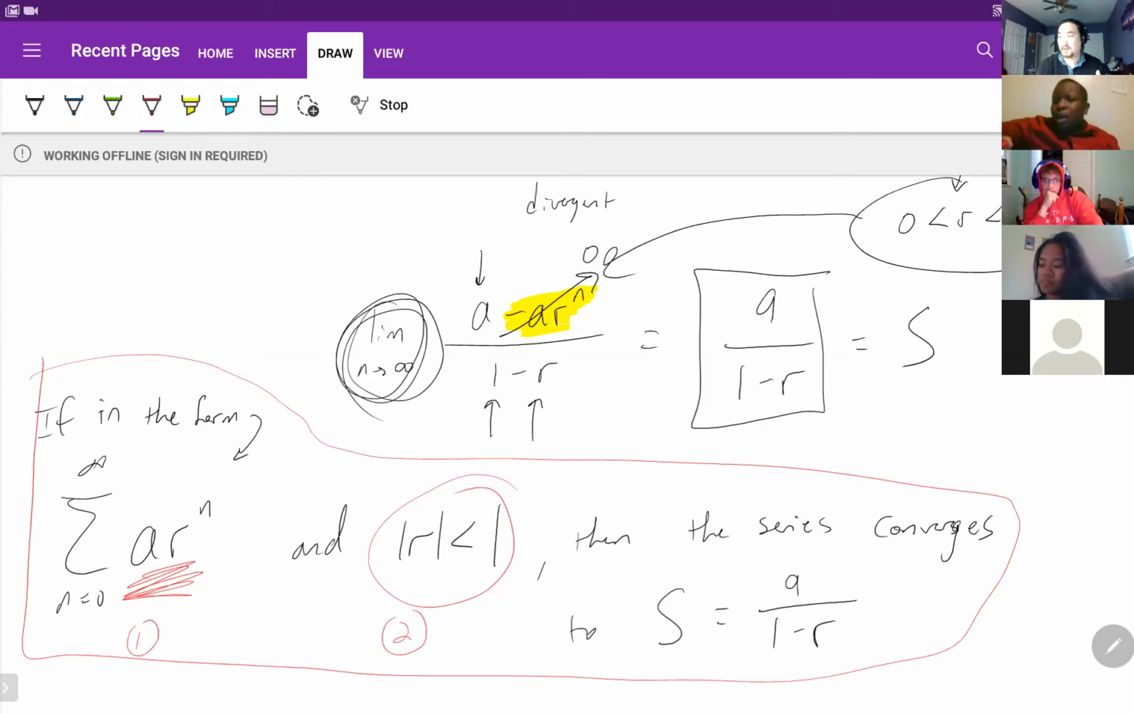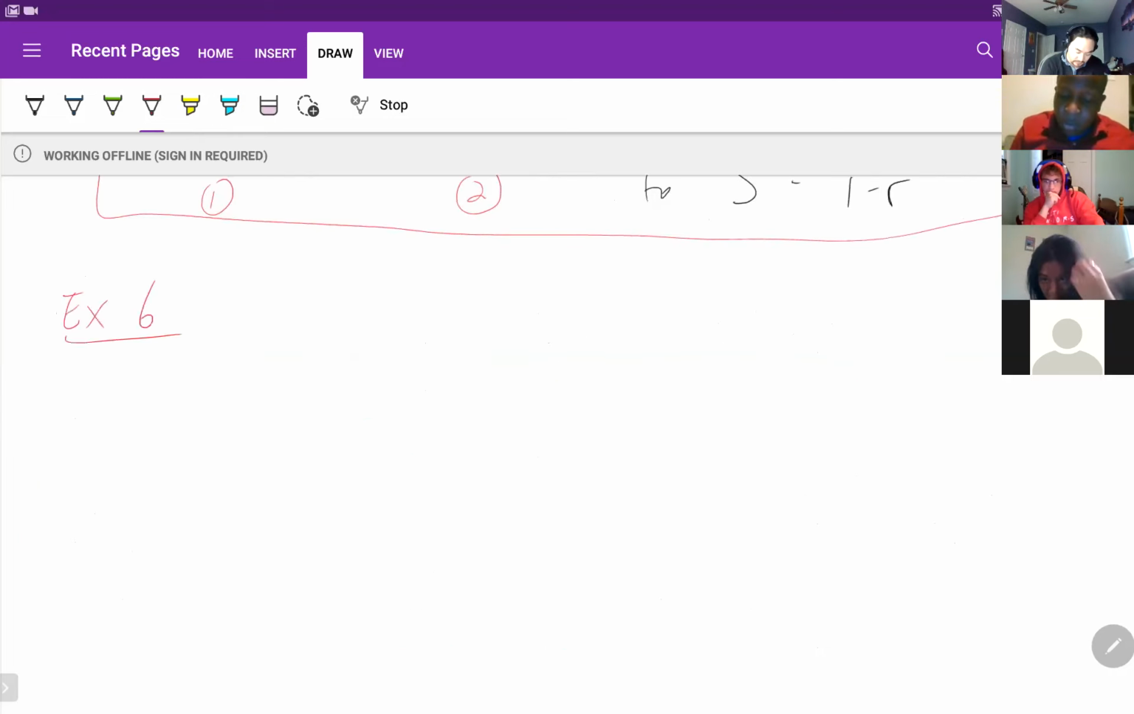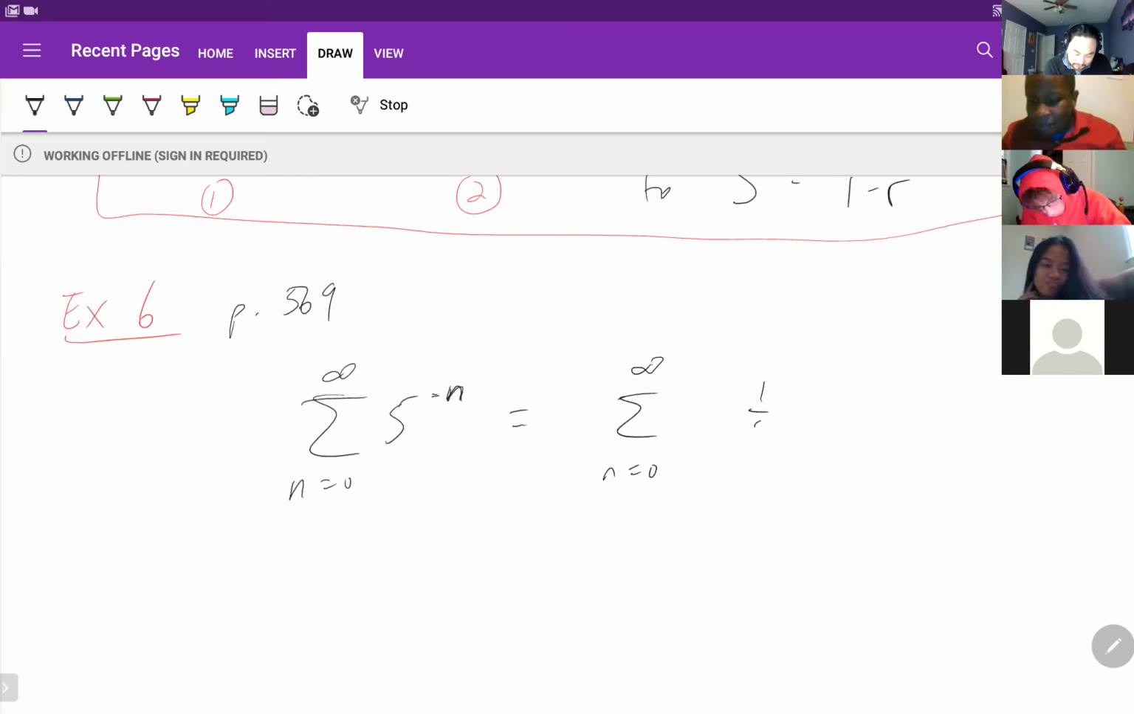Okay, why don't I do a quick example? Really quick example. I know I'm running over time. Let's say this is, I don't know what example we're on, on page 516. So let's say we're looking at that. At first glance, it may not look geometric, but I can rewrite the inside as 1 over 5 to the n.